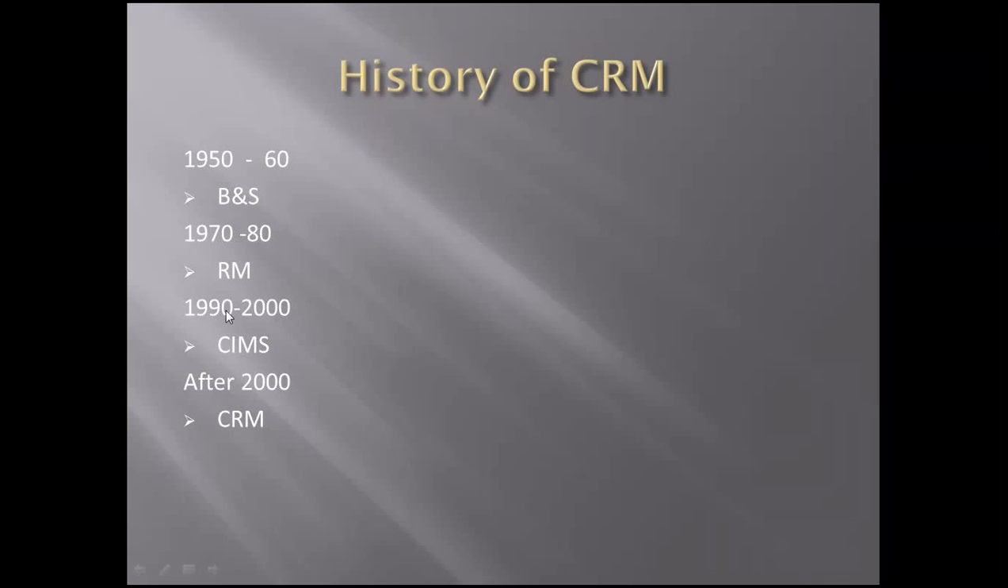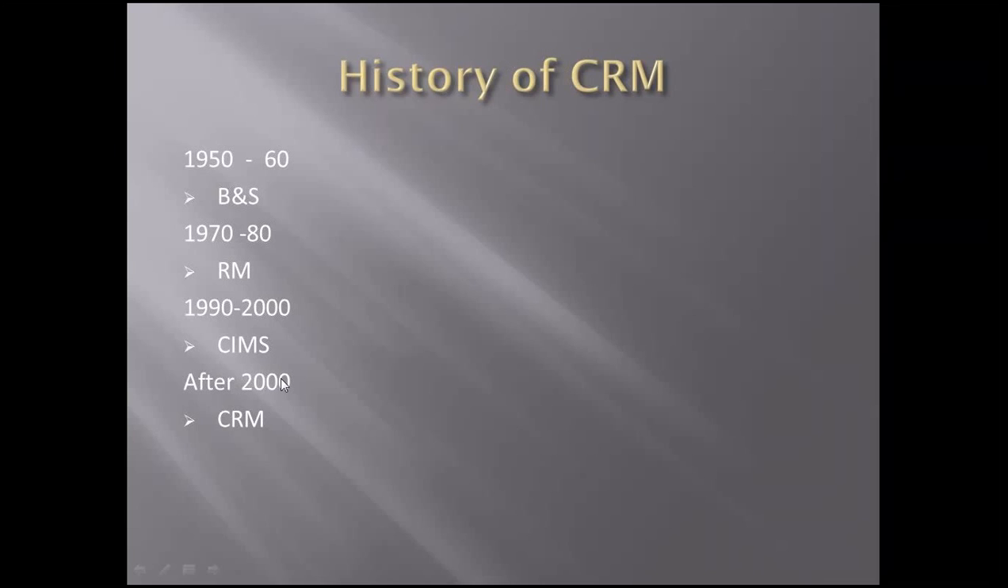And see, after that, in the 90s, we had the CIMS method. So what is the CIMS method? Remember, the CIMS method is nothing but customer information management system. Remember this point, guys? CIMS method stands for Customer Information Management System. In this phase, we are storing the customer information in a database. After 2000 onwards, our organizations introduced the CRM.